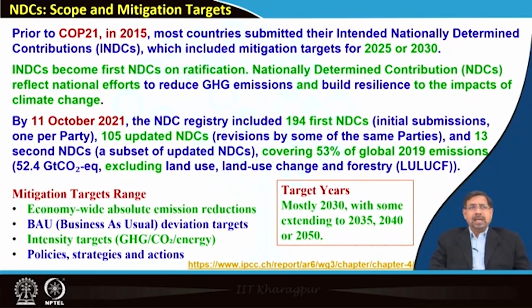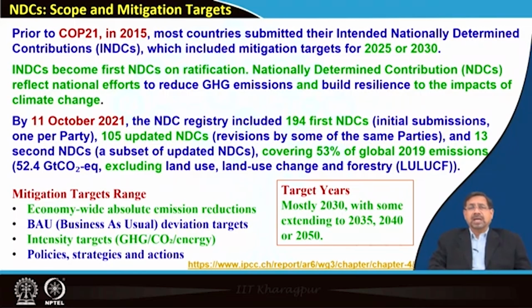By 11 October 2021, the NDC registry included, you see how many, 194 first NDCs, the initial submission of one per party, 105 updated NDCs, revisions by some of the same parties, and 13 second NDCs, that means a subset of updated NDCs. These all cover about 53% of global 2019 emissions. So what was the total? That was to the tune of 52.4 gigatons of carbon dioxide equivalent, apart from land use and land cover change, including the forestry sector.